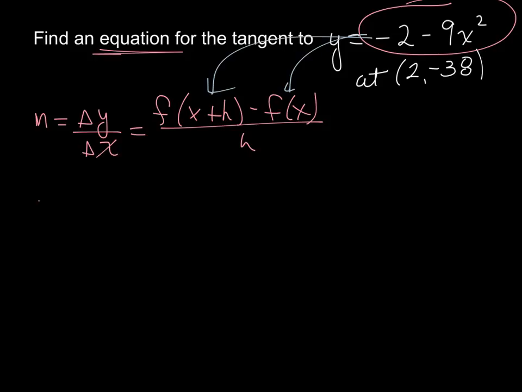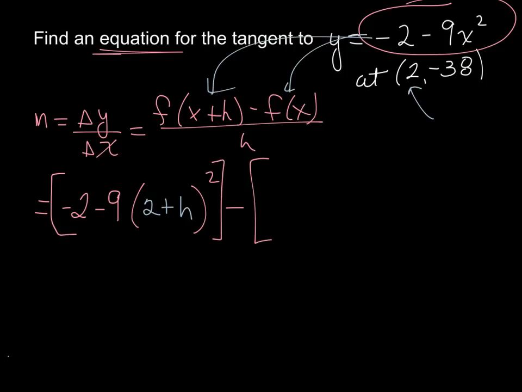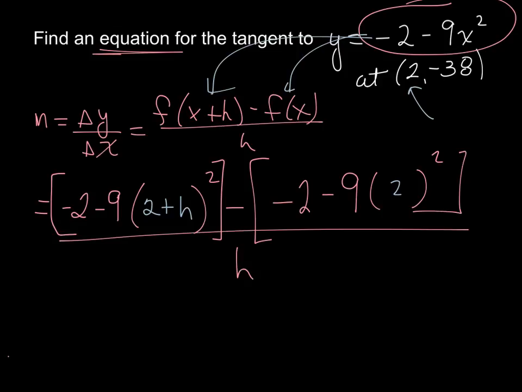And so if I plug that in first, I have -2 minus 9. Where I see an x, I'm going to plug in my x plus h. Well, I know what my x is. It's 2. So I'm going to plug in 2 plus h squared. So that's -2 minus 9x squared. And then minus, so that's that piece. And then -2 minus 9. Where I see an x, I'm going to plug in a 2, and then all over h.